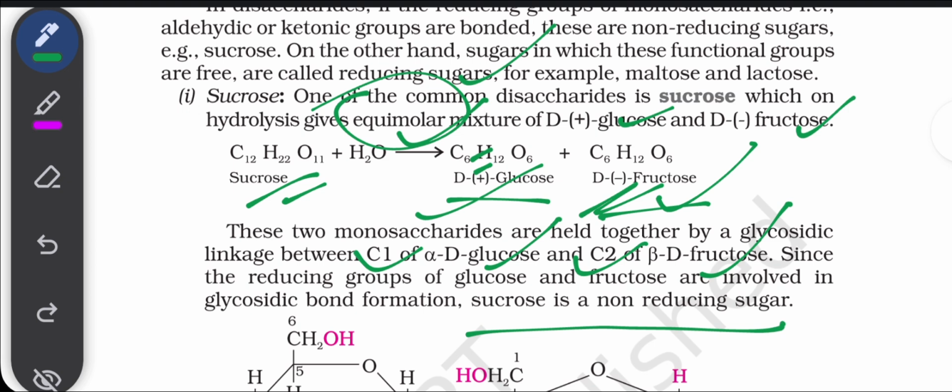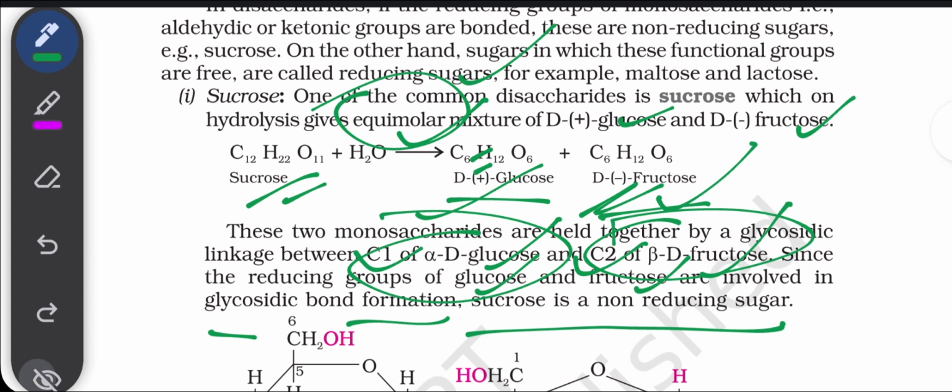Since the reducing groups of glucose and fructose are involved in glycosidic bond formation, sucrose is a non-reducing sugar. Why is it non-reducing? Because the reducing groups of glucose and fructose, which is the aldehyde in glucose and the ketone in fructose, are involved in glycosidic bond formation. C1 of alpha D glucose and C2 of beta D fructose.